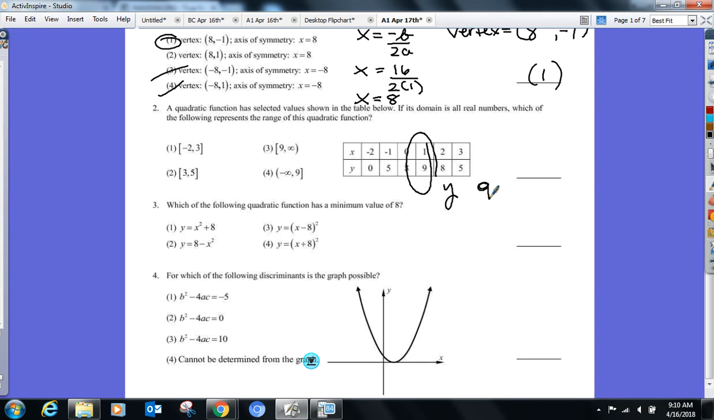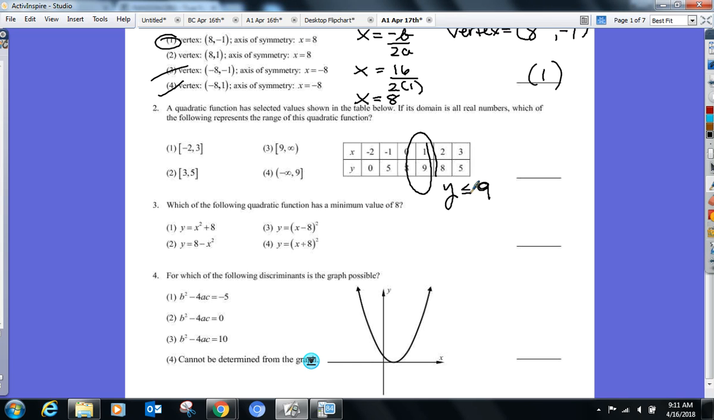You tell me something about the y values. Are they all greater than 9 or are they all less than 9 according to that table? They're all less than, right? So the range would be y is less than or equal to 9. So anything from 9 or below, right? Which one of these represents 9 or below?